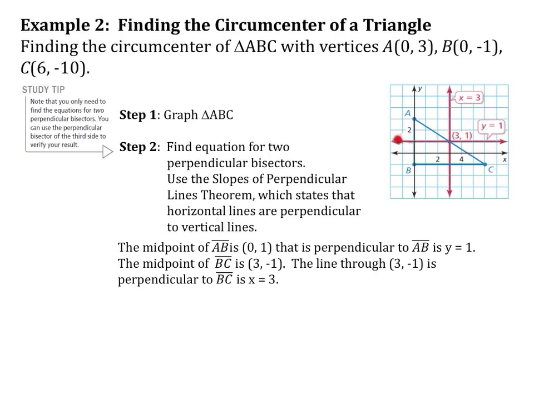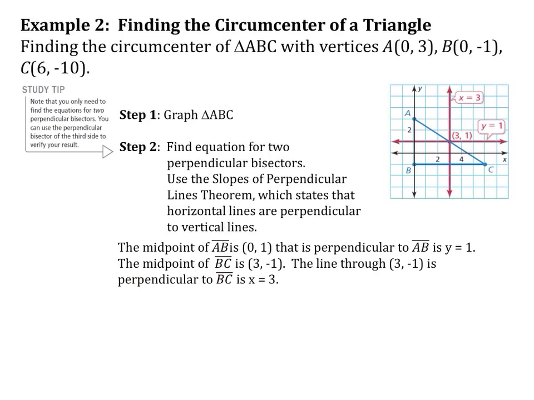The equation of this horizontal line is y equals 1. So the midpoint of segment AB is at (0, 1). That is perpendicular to segment AB, which is line y equals 1. So at (0, 1), the midpoint, we have the line y equals 1. So it is the perpendicular bisector of segment AB.